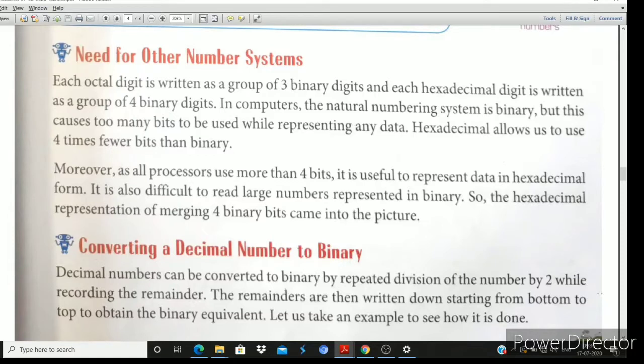Okay, when we talk about the hexadecimal number system, it uses 4 bits. It is also difficult to read a large number represented in binary.